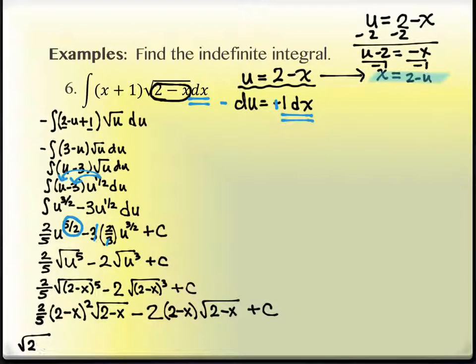Oops, on my subtraction. So I have 2/5, 2 minus x squared, minus 2 times 2 minus x, plus c. I don't really like the 2/5 in there. How about you guys? You want to keep those 2/5? You want to distribute the 2/5?